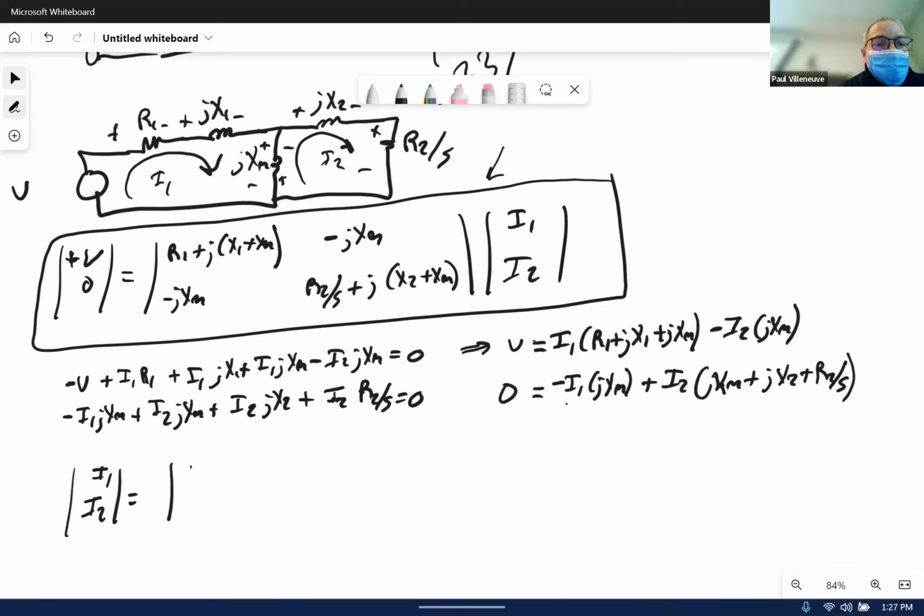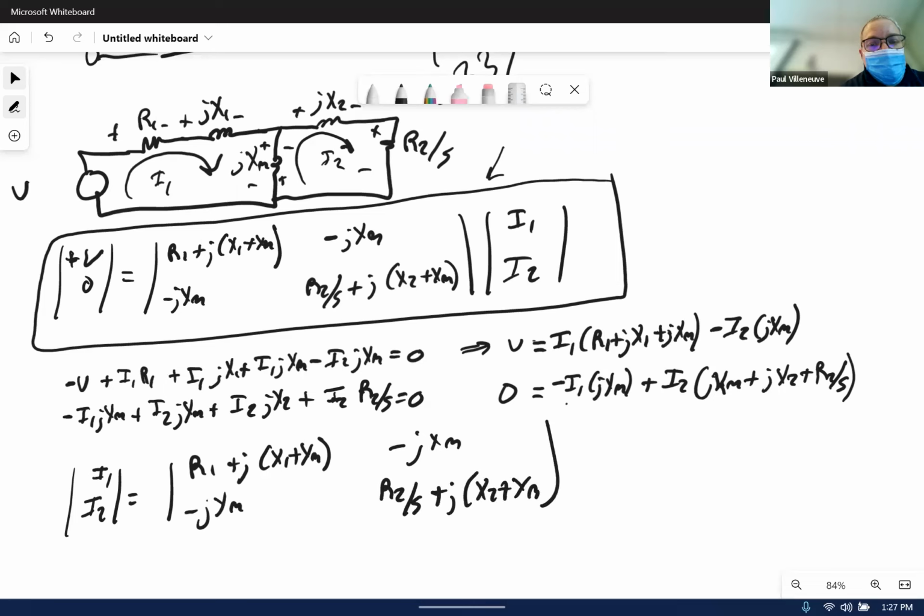It's going to be equal to the matrix R1 plus J X1 plus XM, minus JXM, minus JXM, R2 over S plus J times X2 plus XM, that whole thing inverted, times my voltage matrix, which is V and 0.